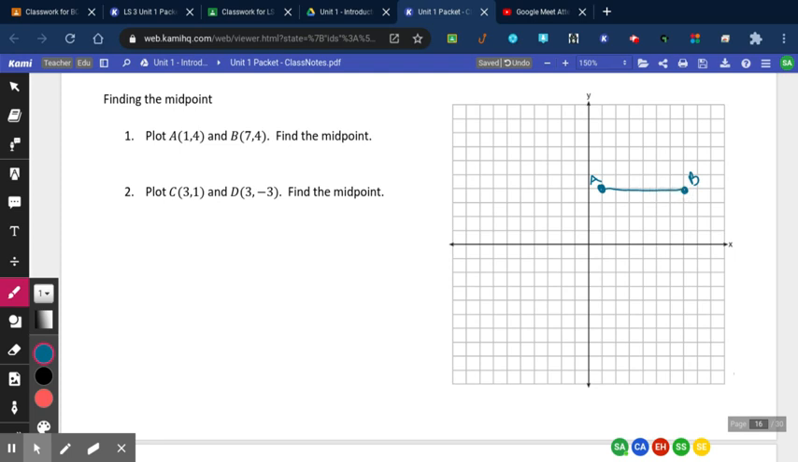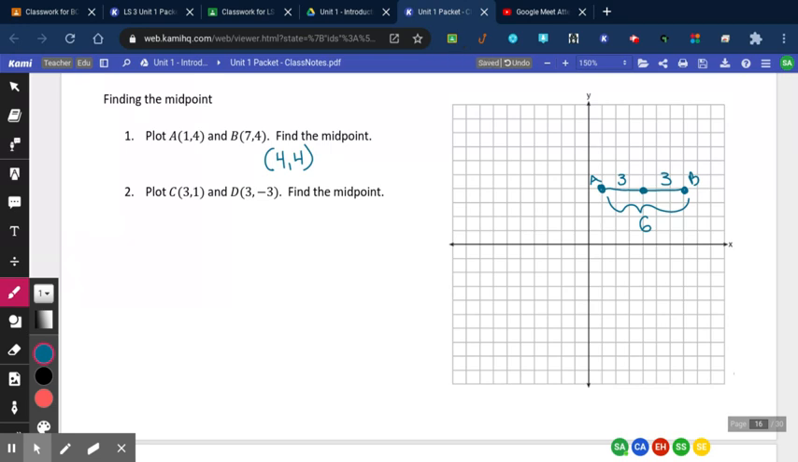So the midpoint would be halfway in between. The length of this whole segment is 6 of the boxes, 6 units. So my midpoint would be in between. I'd have 3 units on the left and 3 units on the right. So my midpoint would be 4, 4. Basically just counting halfway in between.